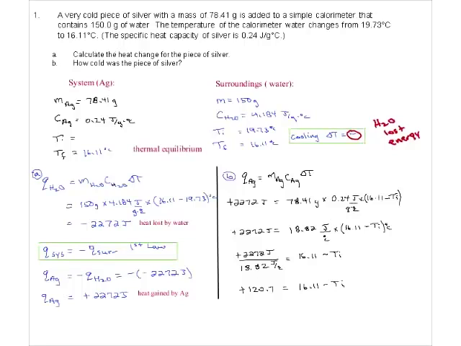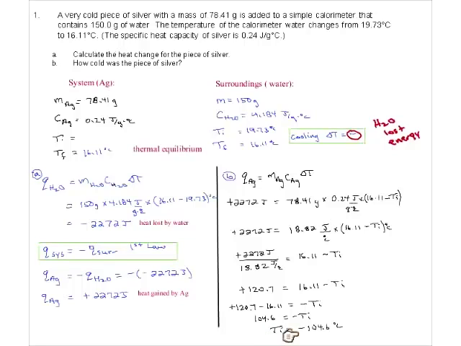I'm simply going to bring my 16 over to the other side. There you go. And lo and behold, we see that 120.7 minus 16.1 equals a minus TI. Now watch what just happened here. This is a minus TI, so 104.6 minus TI. I'm going to bring my minus sign to the other side, so TI is equal to minus 104.6.